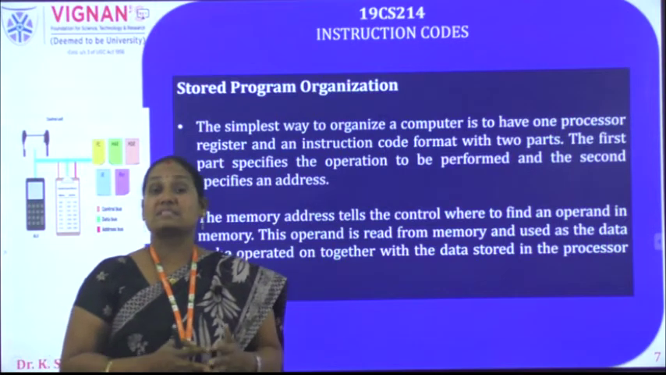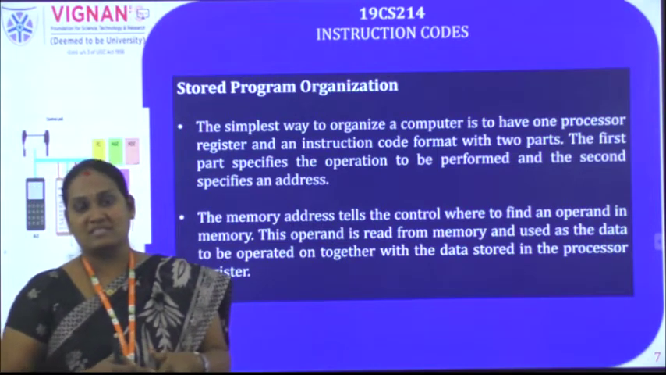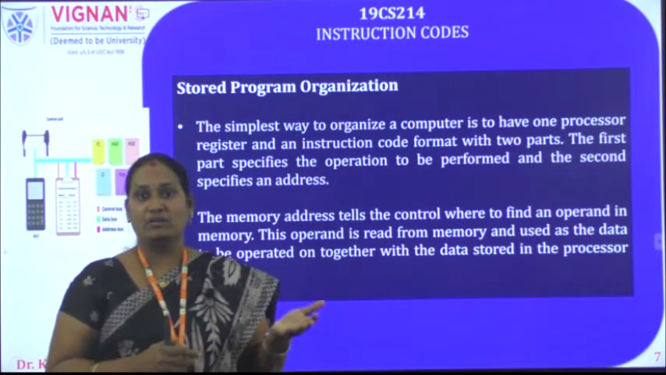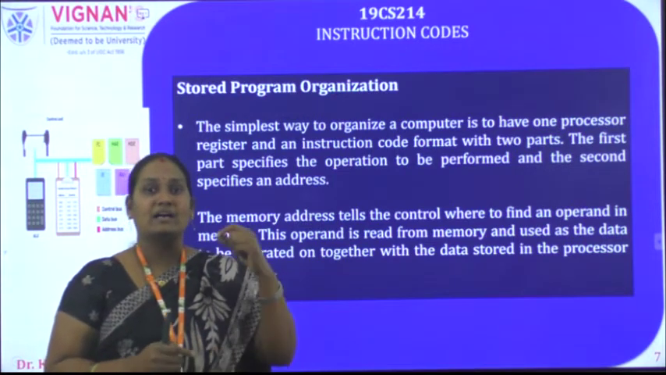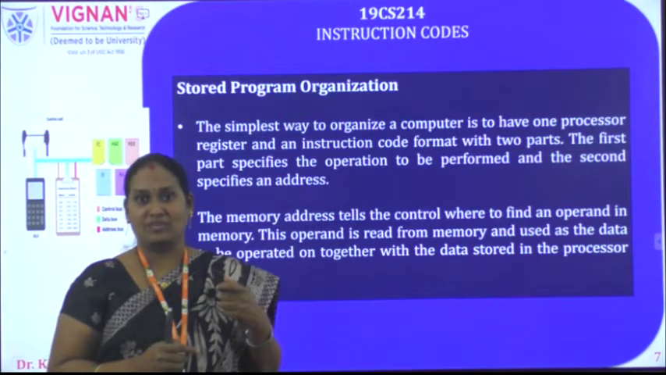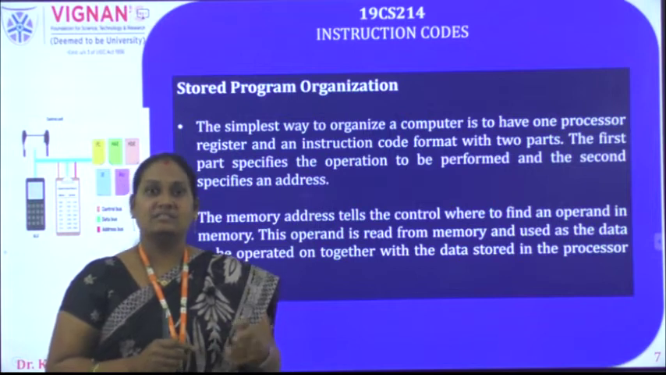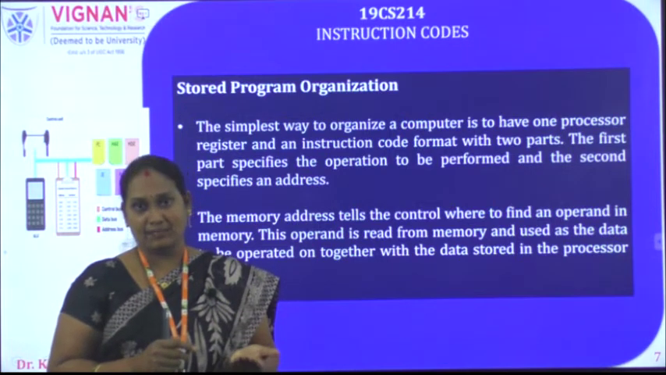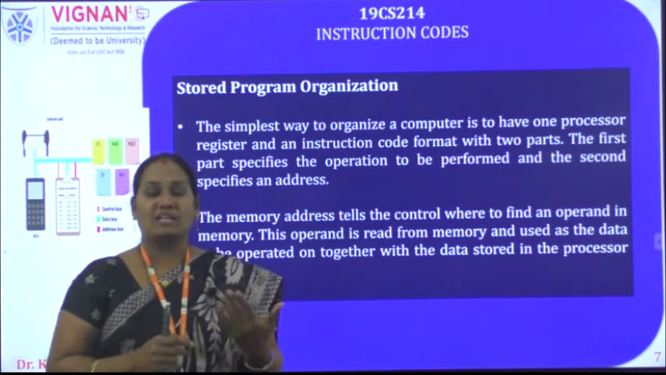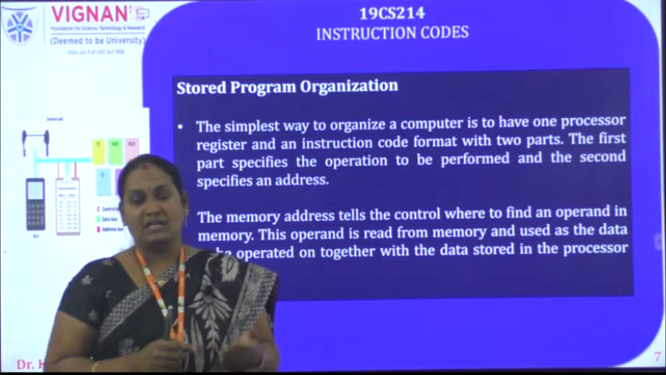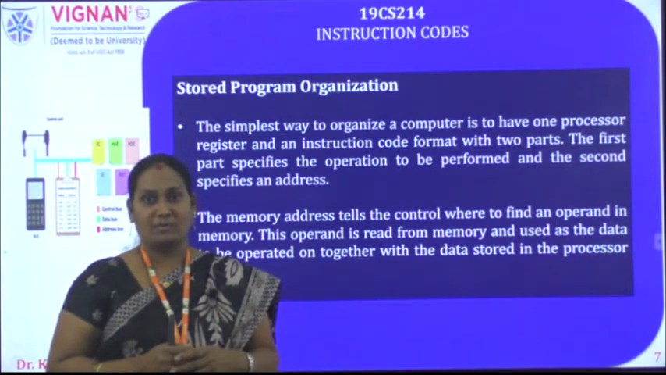Now, how is the instruction executed? Whenever you write the instruction into the system, it is stored in memory locations. The control first accesses the instruction from memory and places it into a control register. After that, this instruction is decoded, that is, interpreted, and it identifies what operation should be carried out. Based on that operation, it issues a sequence of micro operations.